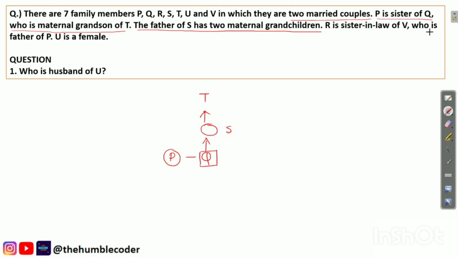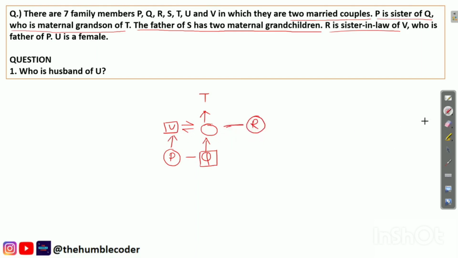R is the sister-in-law of V, who is the father of P. So first of all, R is the father of P. Okay, so if R is the father, then there is a husband-wife relation over here. And again it is mentioned that R is the sister-in-law of V, who is the father of P. Sorry, so it is not R that will come here. It is V that will come here, because it is mentioned that R is the sister-in-law of V and V is the father of P. So R will be a female. Okay, and right now I have removed S from here.